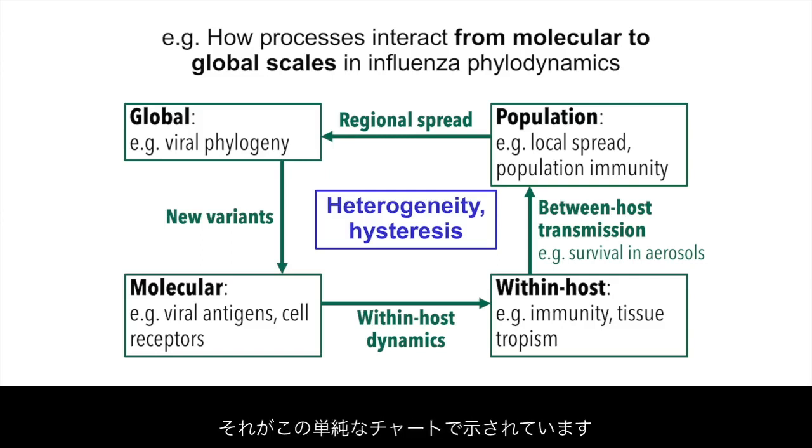This is illustrated in the simple chart. The details aren't important, just notice that there are feedbacks from the molecular level through the level of individual hosts, host populations, and more globally. To complete the circle, evolution of new variants at the global level affects what happens at the molecular level. For example, a new variant can have different surface molecules that interact with host cell receptors. What's more, heterogeneity and hysteresis at each of these levels can further affect the picture.